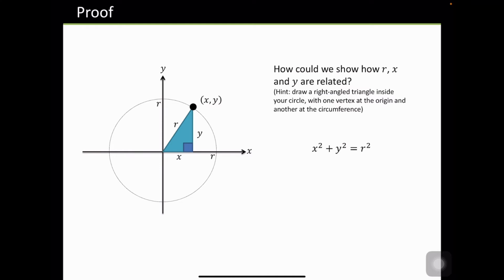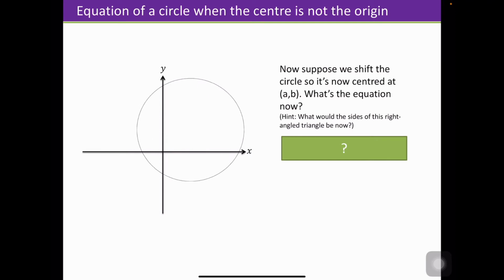Moments ago I said that we could use Pythagoras' theorem to write x squared plus y squared equals r squared. What about when the circle does not have its center at the origin and instead the center is (a, b)? How do we work out the equation of the circle? Let's say this point here is (x, y). So y here, x here. Now I'm going to include the a and b. So this is a.